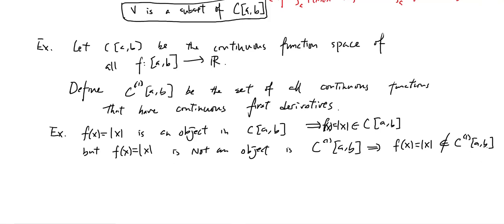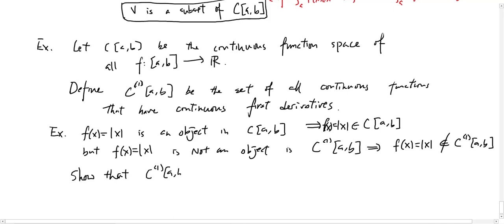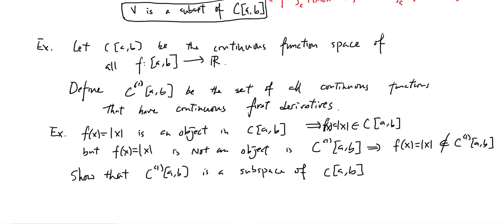Okay? So now what I want you to do, well, simple, is to show that the continuous derivative space is a subspace of the continuous function space. Since we know continuous functions form a vector space, I want to show that if I only take elements from the continuous functions that have a continuous first derivative, they themselves will form a vector space.